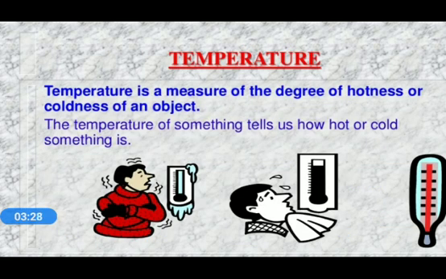What is temperature? Again I will quote this definition to you. Temperature is a measure of the degree of hotness or coldness of an object. The temperature of something tells us how hot or cold it is. As you can see in the pictures, when we see the level of mercury in a thermometer, we are able to decide whether an object is cold or hot.